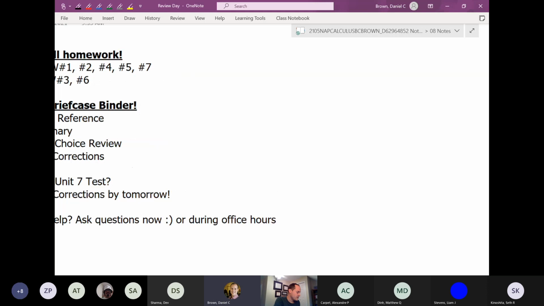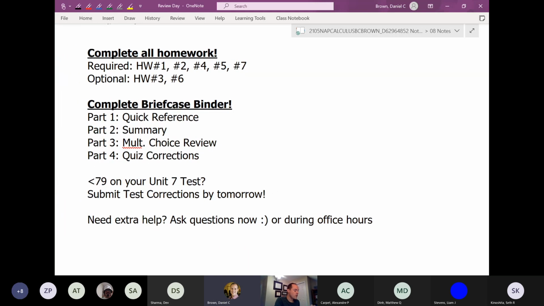Things you definitely want to get done: this unit had several required homeworks. The required homeworks were homeworks 1, 2, 4, 5, and 6. The optional ones were basically homeworks 3 and 4. Those are the AP problems. Again, they are optional, but there are a lot of good practice problems on homework number 6 that will look similar to some of the ones you will see on your test tomorrow.